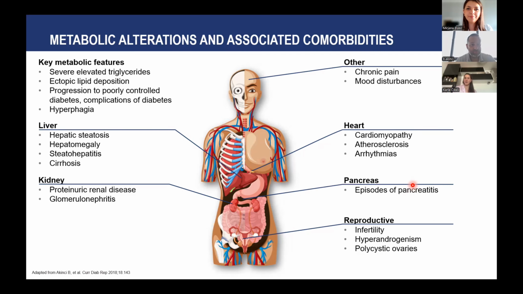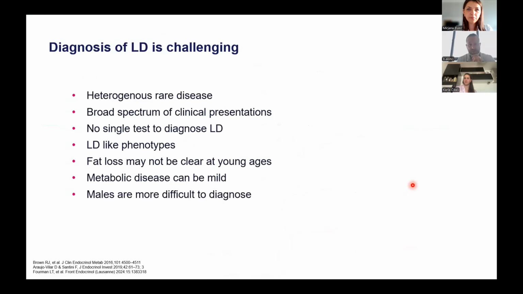Okay, and how can we diagnose lipodystrophy? Yeah, diagnosis is a bit challenging, to be honest. As I said, this is a heterogeneous rare disease, so there are different forms, and sometimes these forms are not alike each other, so they can be quite different. It's a broad spectrum of clinical presentations, and we don't have a single test to diagnose lipodystrophy. And there are lipodystrophy-like phenotypes. They look like lipodystrophy, but they don't have the disease as a complete disease.